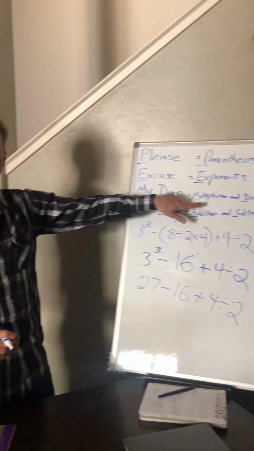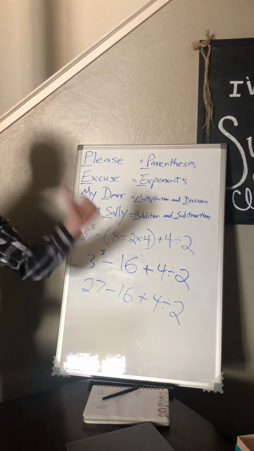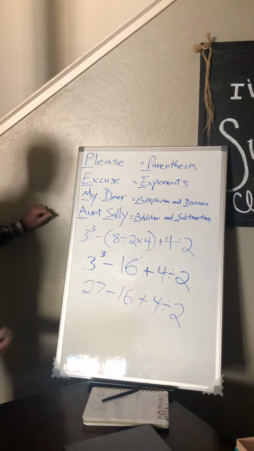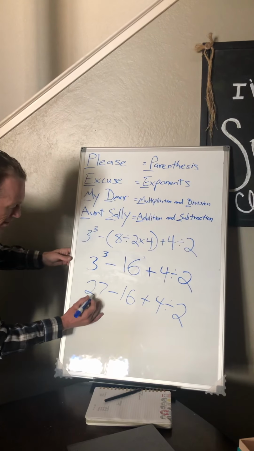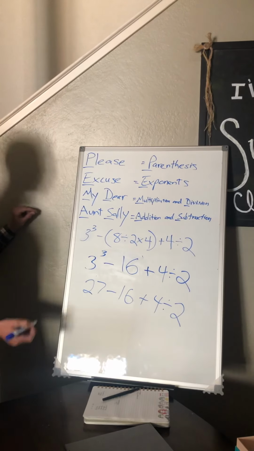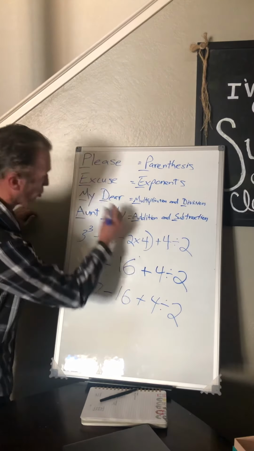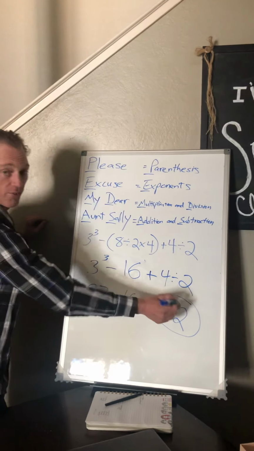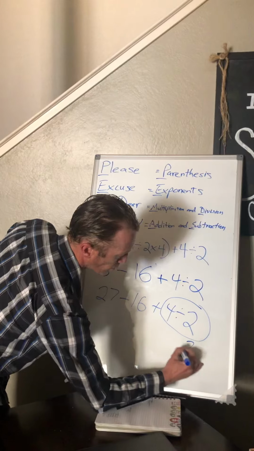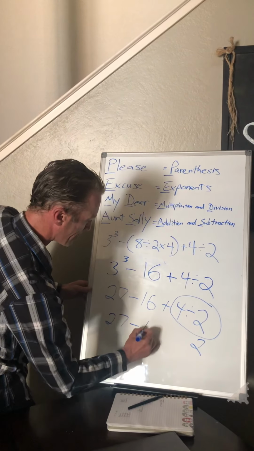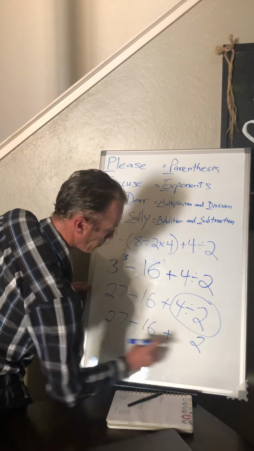Next is multiplication and division. Not multiplication first and then division. Multiplication and division left to right. So right here we have 27 minus 16 plus 4 divided by 2. What do we do first there? Well, multiplication and division, all we have is this part right here, 4 divided by 2. 4 divided by 2 is 2, okay? Drop everything else down. Now we have 27 minus 16 plus 2.